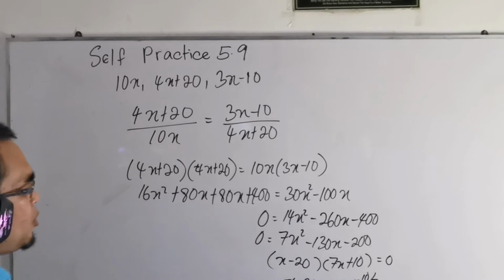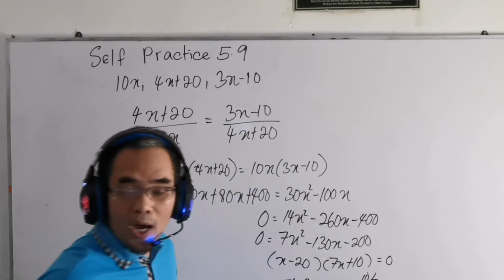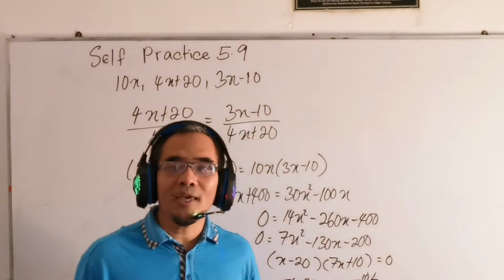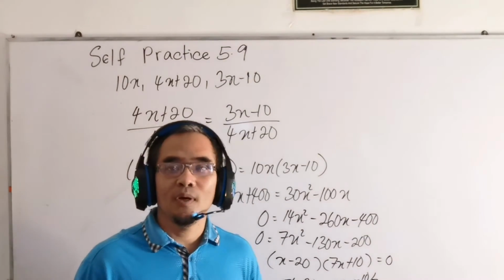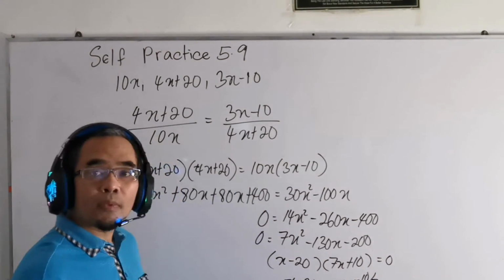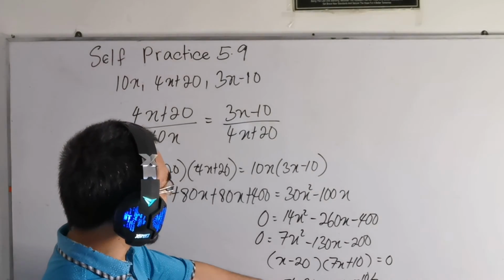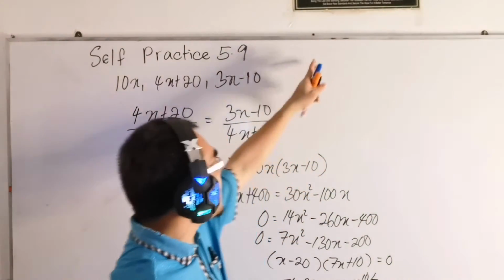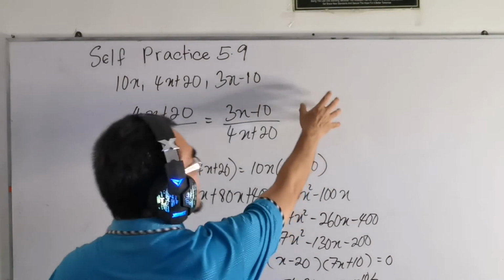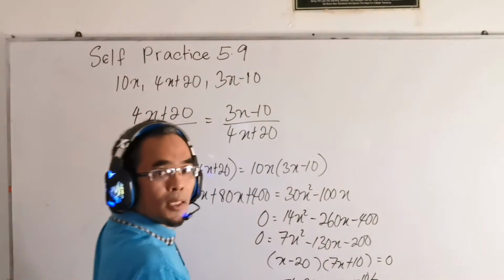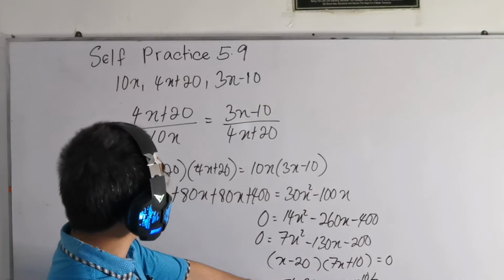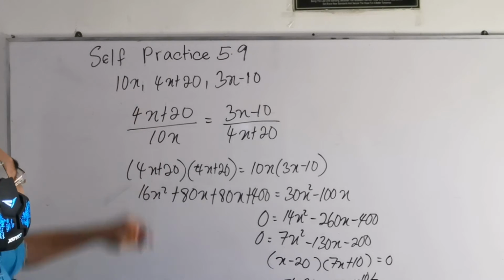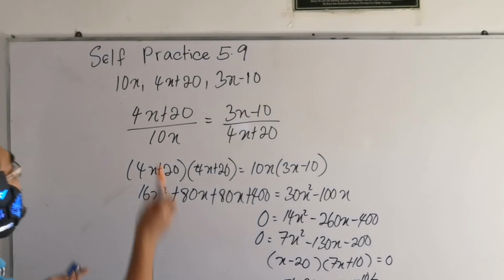Why we cannot use this? Because we are talking about a wire. A wire cannot have negative value. Okay, right. So we take x as 20. Let me look at the diagram here. Right. I have x equal to 20. I will substitute into this arrangement.